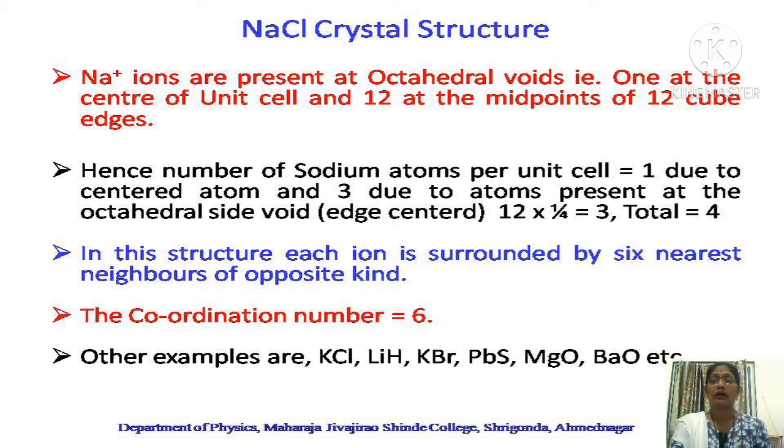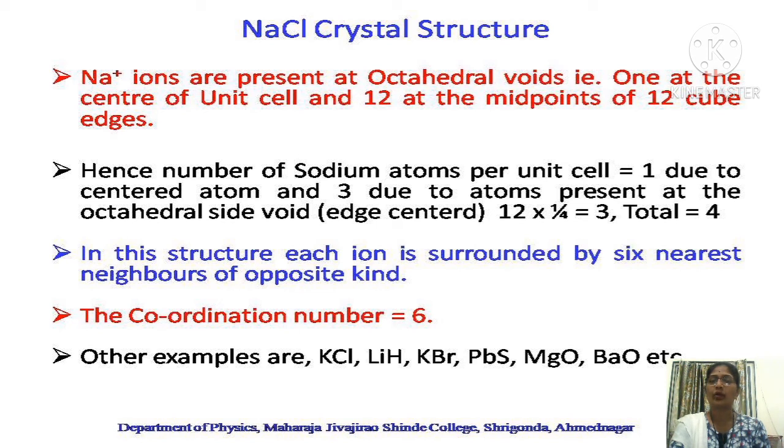Therefore, the central Na plus ion is not shared by anything, so its contribution is 1, and the ions located at the midpoints of the 12 cube edges are shared by 4 unit cells. Therefore, their contribution comes out as 12 into 1/4, that is 3, and hence the total number of Na plus ions present in the NaCl crystal structure is 1 plus 3 equal to 4. It means that the NaCl crystal structure consists of 4 chloride ions and 4 Na plus ions, that is, 4 molecules of NaCl are present in a unit cell.